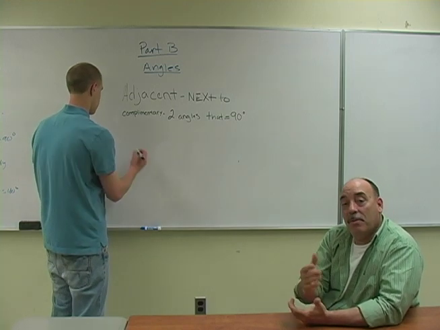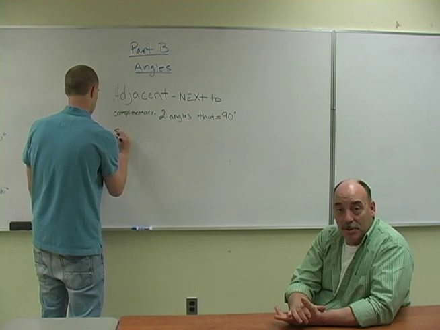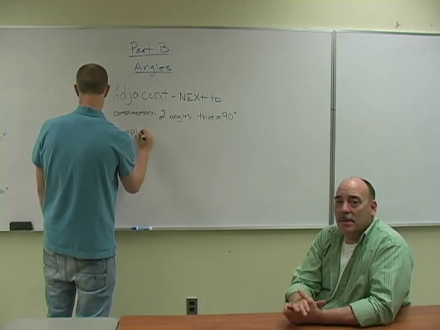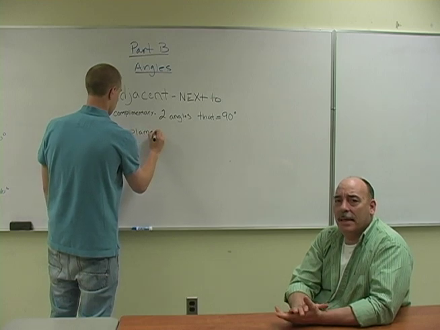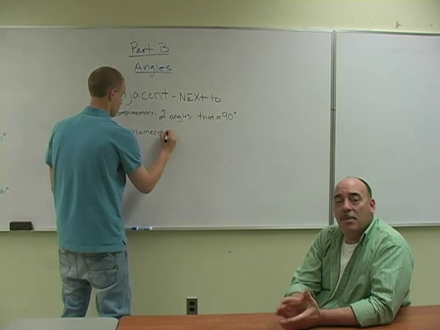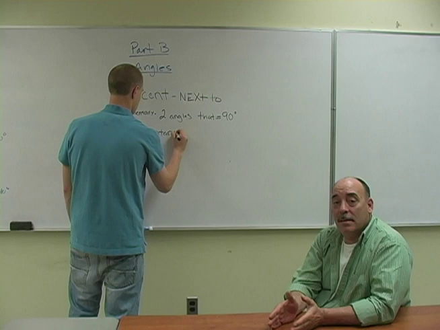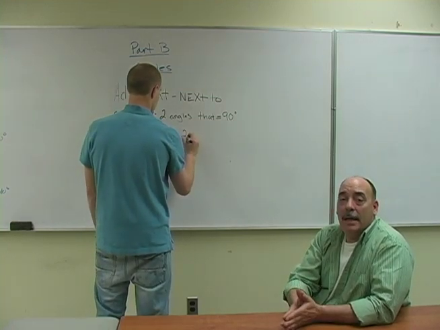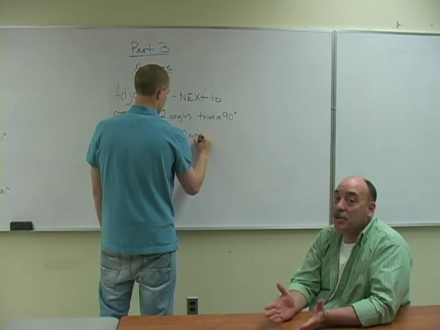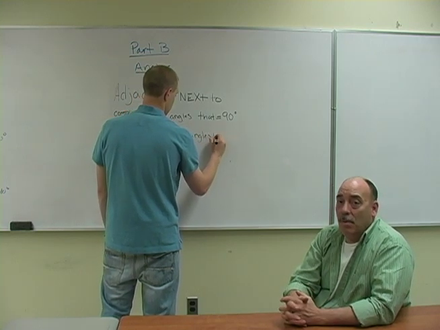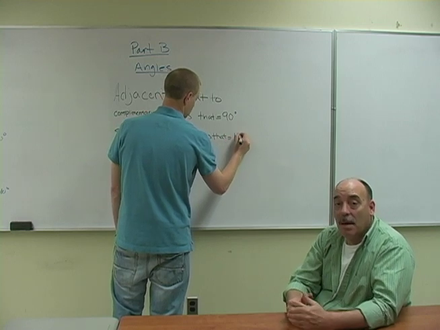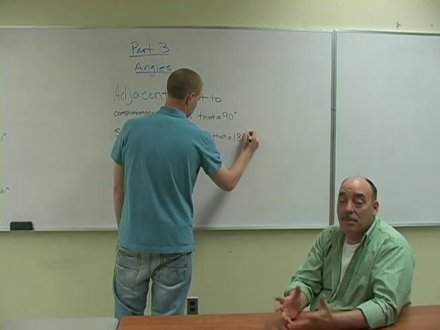And finally, the third relationship we have is supplementary angles. Now, supplementary angles is a little bit of a difficult concept to grasp for some kids. It's two angles that, when they combine, form 180 degrees. And this is also known as a straight line. So while the complementary angles are two angles that equal 90, the supplementary angles are two angles that equal 180 degrees.